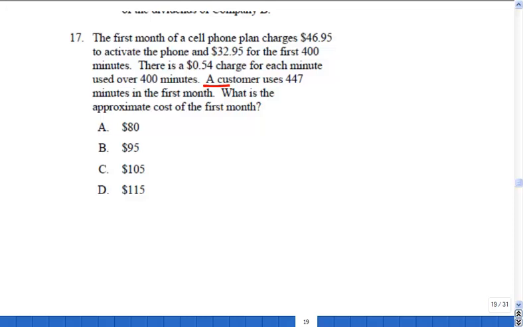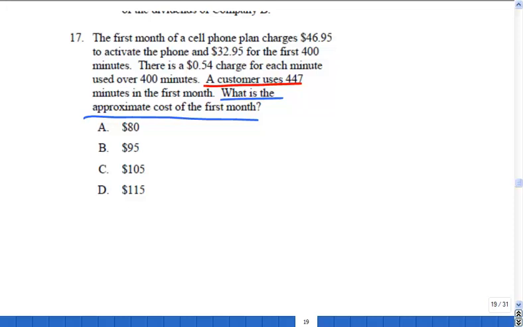A customer, which could be you, uses 447 minutes in the first month. And now the question is, what is the approximate cost of the first month? So you don't have to find exactly the cost. You have to approximate it and round it to dollars, right? Because your options here are 80, 95, 105, and 150.